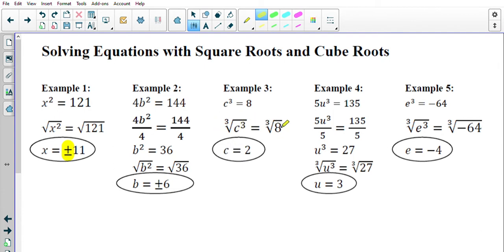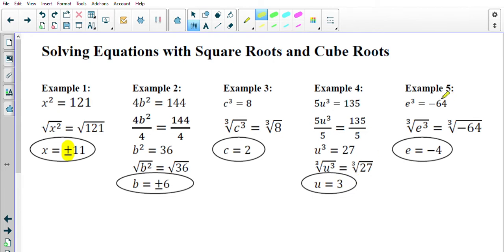And the cube root of 8, there's only one possible solution there. It's 2. And you can even check this back in the equation. If I take 2 to the third power, that equals 8. But negative 2 doesn't work. If I do negative 2 to the third power, it gets me negative 8. So that's why with this, there's only one possible solution. Example 4, divide both sides by 5 first, and then take the cube root of both sides. So we're going to take the cube root of u cubed and the cube root of 27 to get 3. Again, only one solution here.